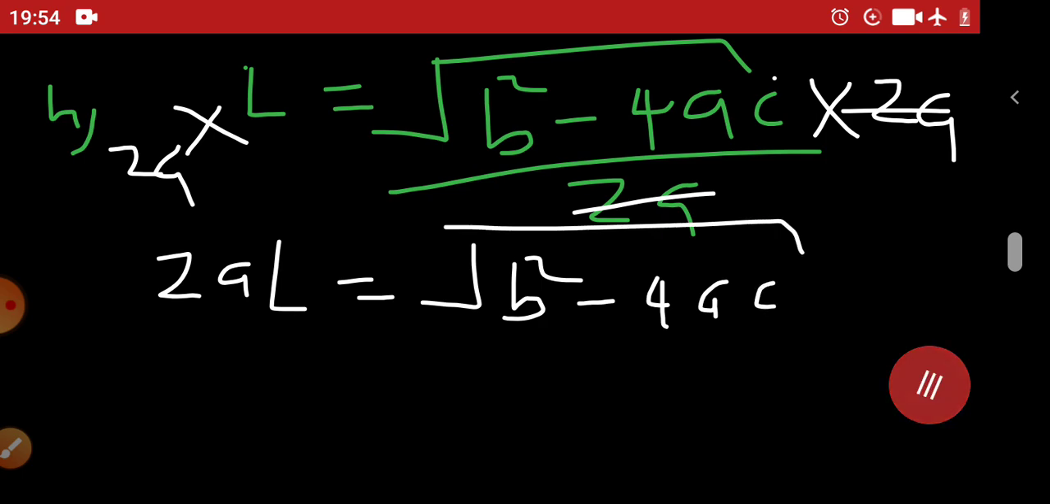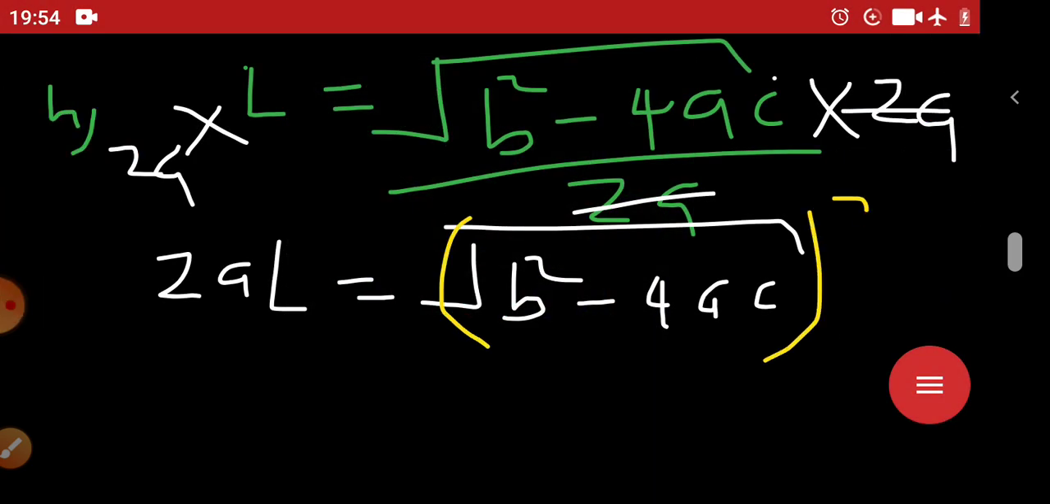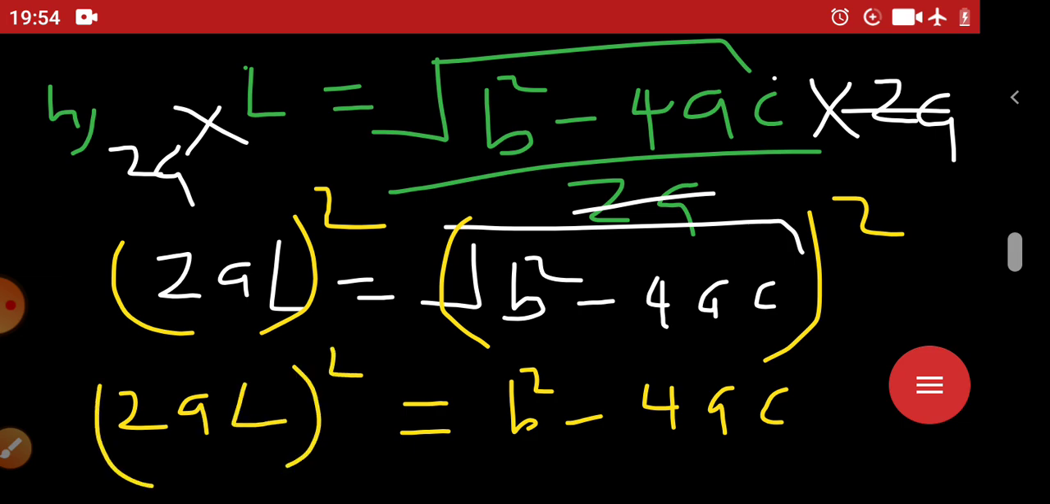Now we need to remove the square root. How do we do that? We remove a square root by squaring, so we need to square both sides. If we square a square root, we'll be left with what is inside, which is b squared minus 4ac, and this side, just write it as it is, so it will be 2al all squared. So this will be 2al all squared is equal to b squared minus 4ac.